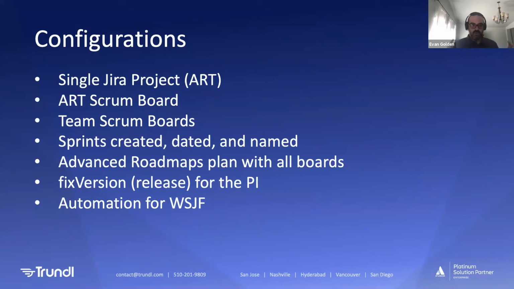We have an ART Scrum board, so it's a program board essentially. And what that does is it has all of the features that all the teams are working on, as well as a roll up of all the stories that all the teams are working on. And then what you have are individual team Scrum boards.